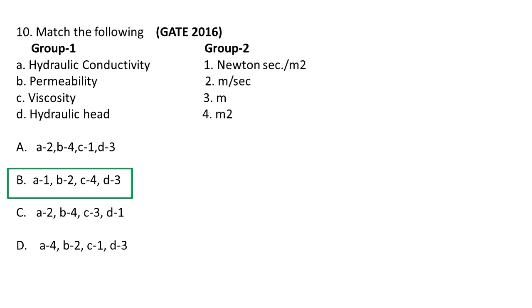So hydraulic conductivity is represented by Newton second per meter square, and permeability is represented as meters per second, and viscosity is denoted as meter square, and hydraulic head is denoted as meter.